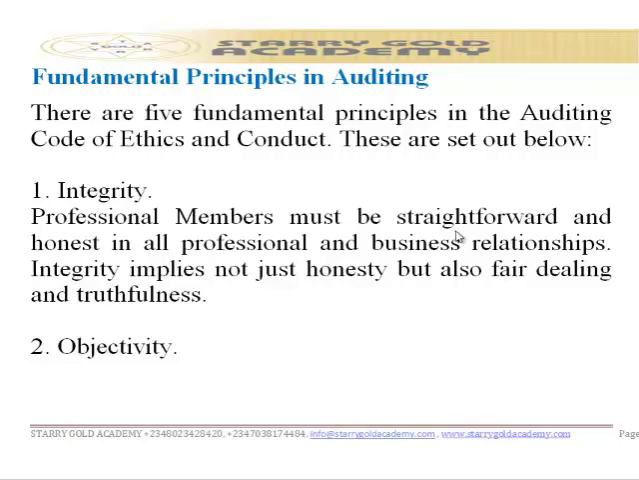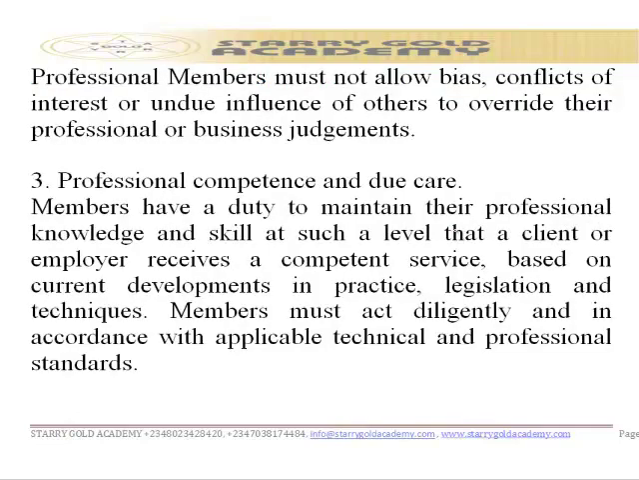Secondly, we have objectivity. Professional members must not allow bias, conflict of interest, or undue influence of others to override their professional or business judgments. Okay, so you must be independent. You must be sane and you must act independently. You must not allow any bias, any undue influence to override your judgment.